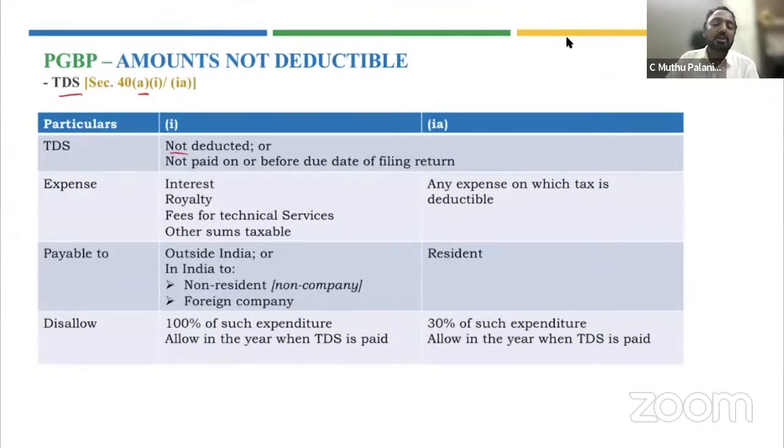Tax deducted at source, TDS, is for specific transactions like salary, contract, and professional fees. You should have deducted TDS. So if someone is paying me auditor fees, they should deduct TDS and pay. If they have not deducted, of course, that expenditure is not allowed for them. Not deducted or not paid on or before the due date of filing return.